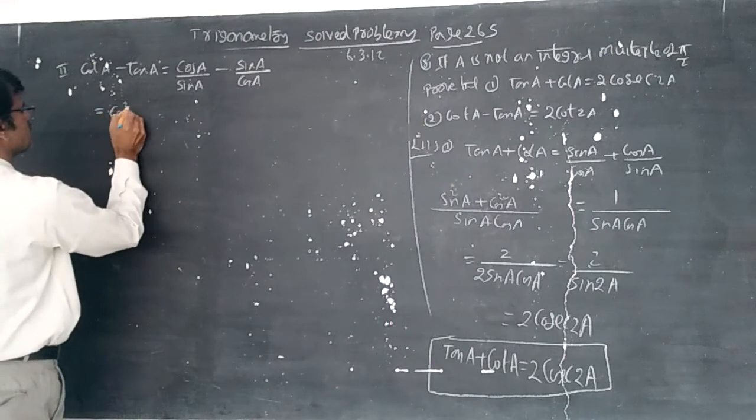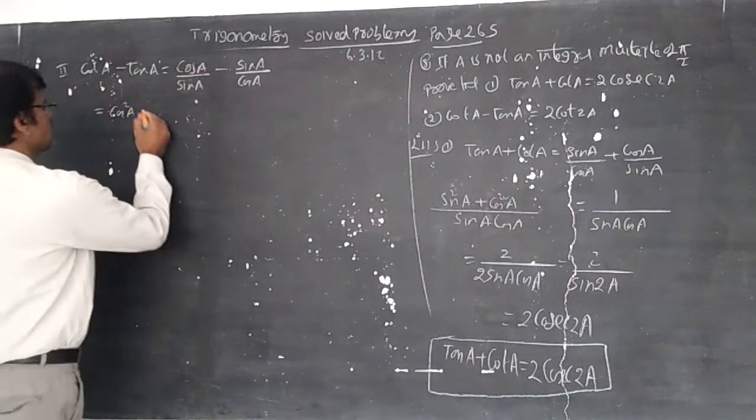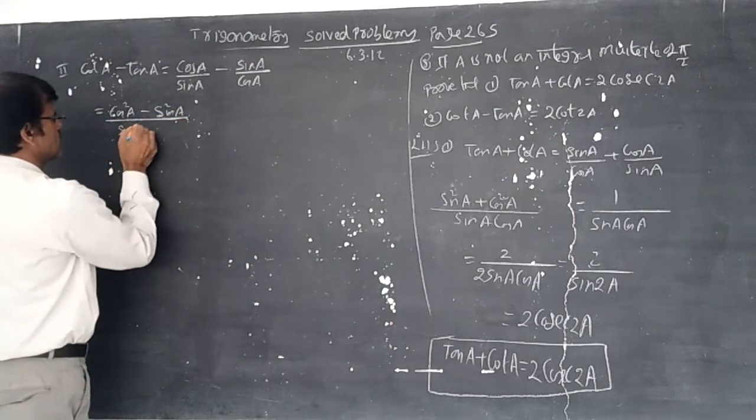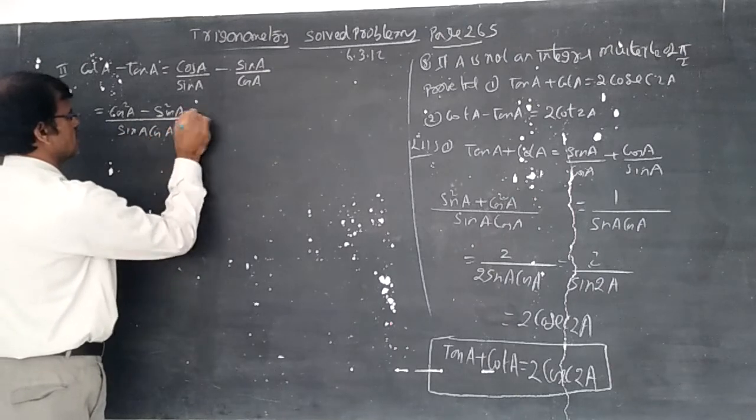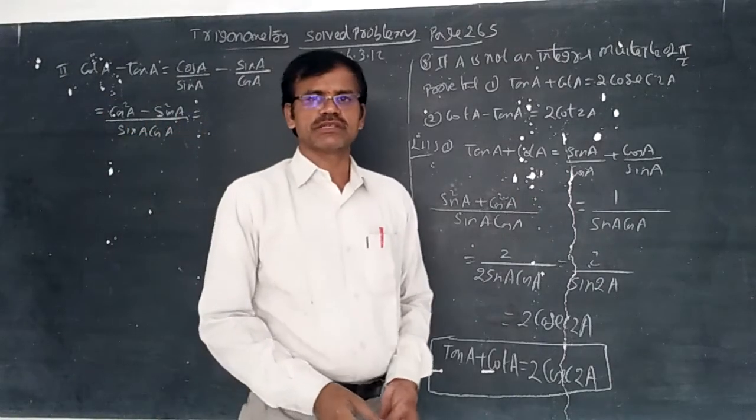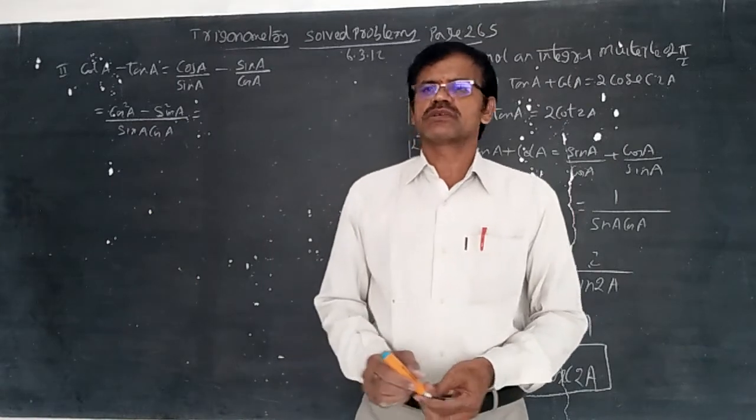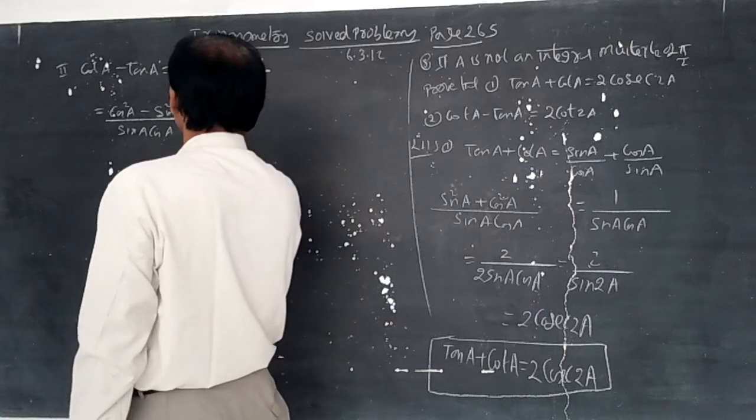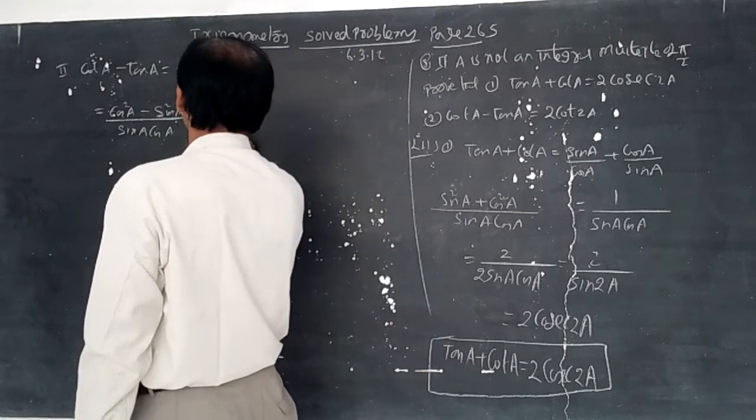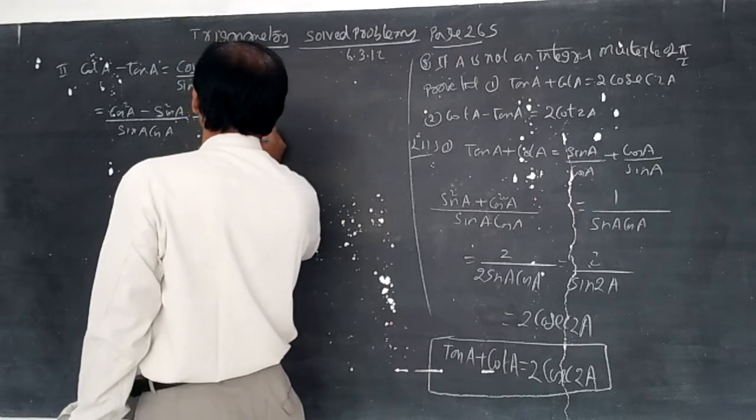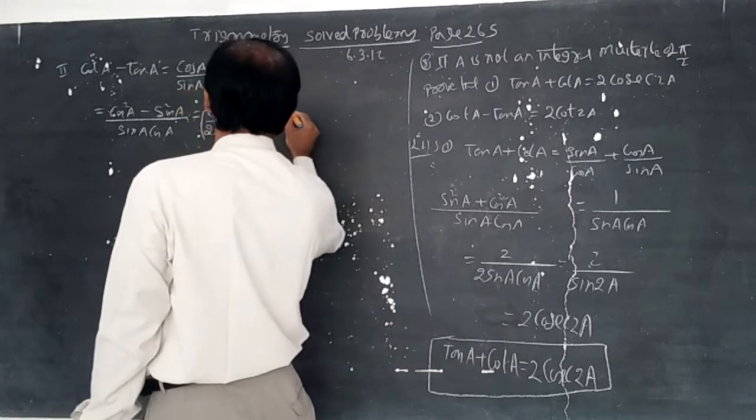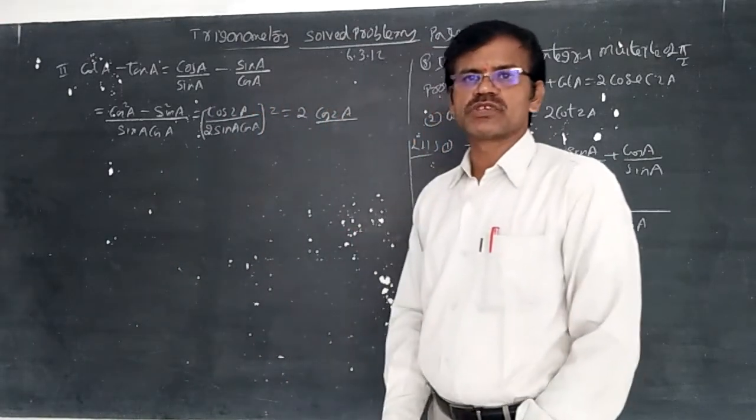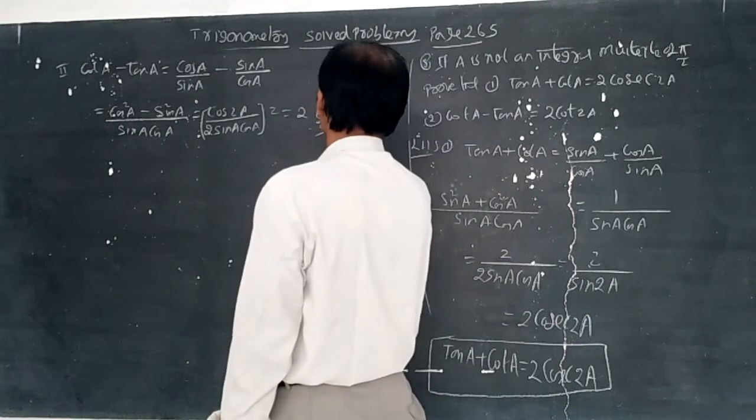That is equal to, take an LCM here, it becomes cos square A minus sin square A whole by sin A cos A. Cos square A minus sin square A, the original formula, is cos 2A. Multiply and divide by 2 here. It becomes 2 cos 2A by 2 sin A cos A, and 2 sin A cos A becomes sin 2A.